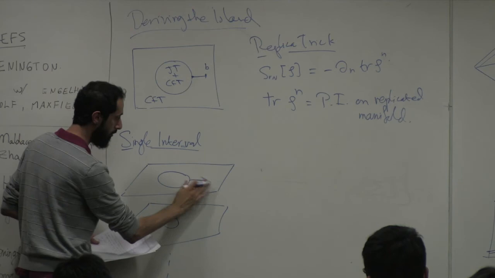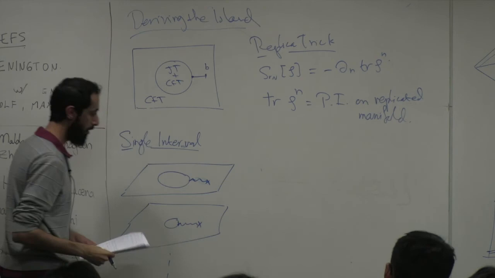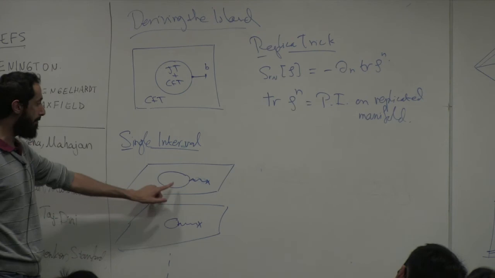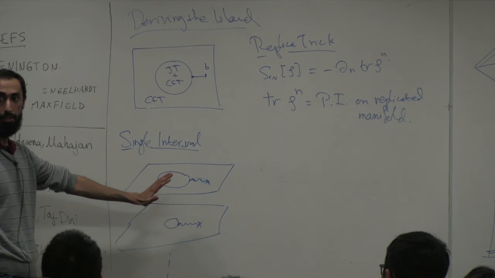Oh, I drew it there. Let me draw a cut. Again, these sheets are identified across the cuts. Here, I should emphasize that I'm still setting up the problem. I have not filled in the gravity configurations in the gravitational part yet, and that's going to happen in a bit.